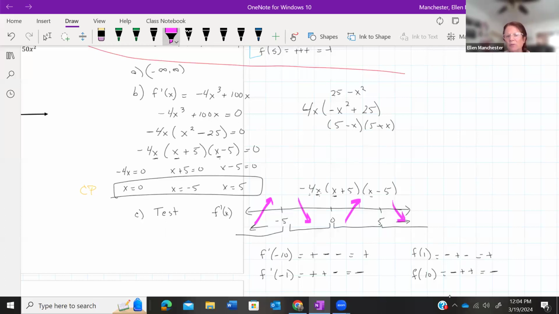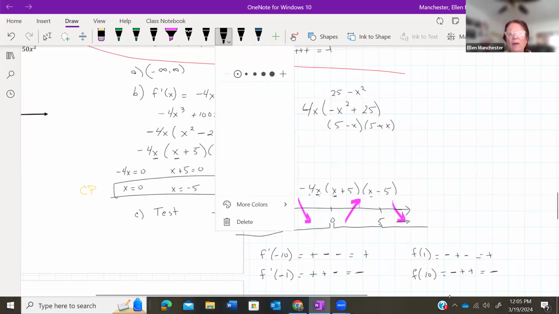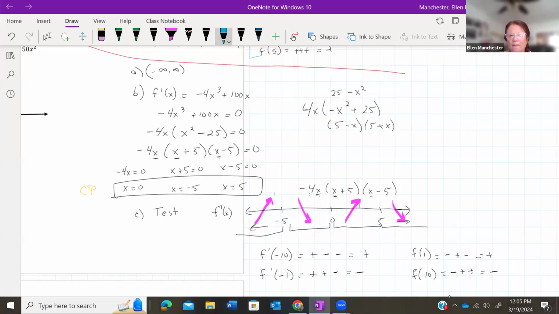So now we have a little bit different scenario. We have it go up and then down, which is a maximum. It went down and then up, so this is a minimum. And then it went up and then down again, so this is also a maximum. So you can have more than one max, you can have more than one min. Remember, we're dealing with all the x values, an infinite number of x values. Okay, so we can have that.